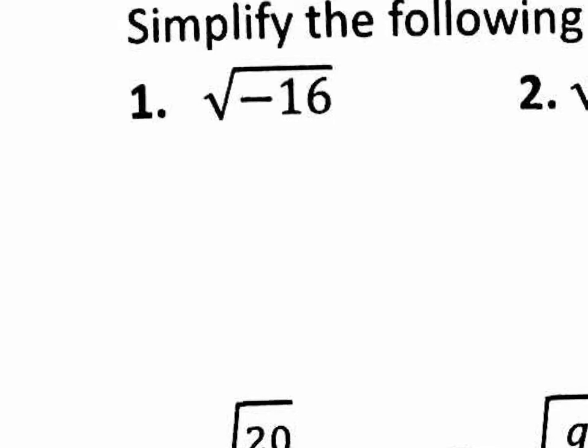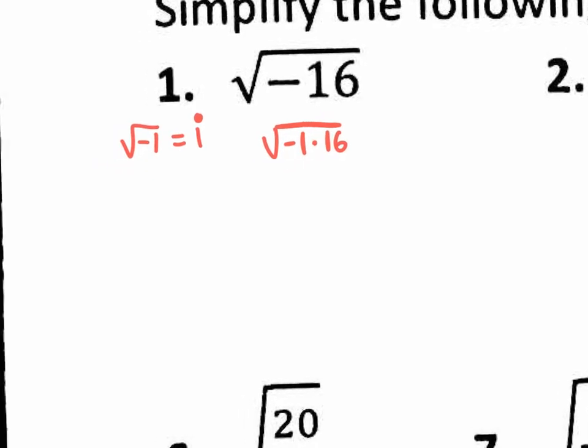We need to remember that the square root of negative 1 is really the value of i. So we all know that the square root of negative 16 could be rewritten as negative 1 times 16, which means that when we split the root, we have the square root of negative 1 times the square root of 16. 16 is a perfect square, the answer is 4, and the square root of negative 1 is i. So we multiply i times 4, which is equal to 4i. And that's the answer to number 1.